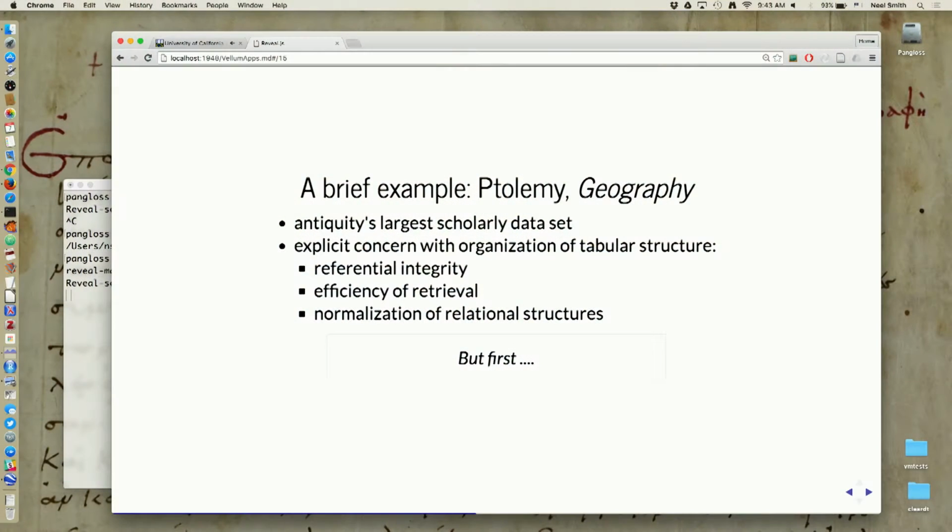And I want just briefly to illustrate what I've been doing with Ptolemy for you today. It's the largest data set to come down to us from antiquity, more than 6,000 sites identified with longitude, latitude coordinates, and actually a total of 7 dimensions of data. Ptolemy is explicitly concerned in his introductory theoretical discussion with the organization of the tabular data. He talks about issues that we would translate with terms like referential integrity, efficiency of retrieval, and even normalization of relational structures. But before I look at that, I need you to work with me a little bit. You don't get a free lunch today.